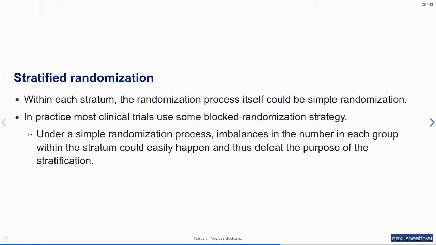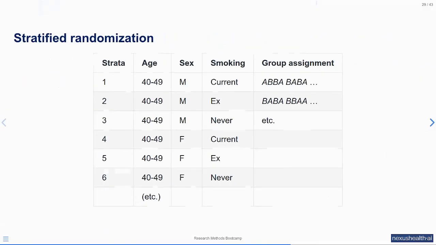In each stratum, the randomization process itself could be simple randomization. In practice, most clinical trials use some block randomization strategy. Under a simple randomization process, imbalances in the number in each group within the stratum could easily happen, and this would defeat the purpose of the stratification. Consider this example. In strata 1, using block randomization, you could have that sequence as shown, and so on and so forth. So this is just an example.